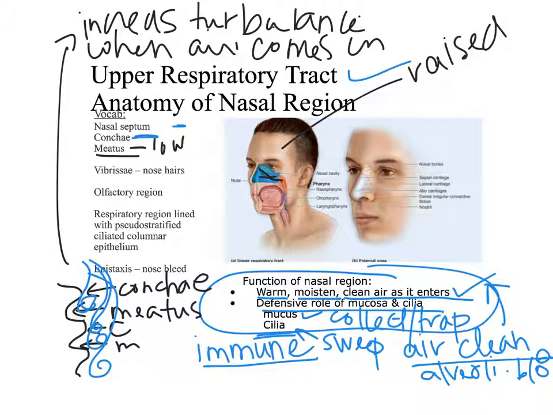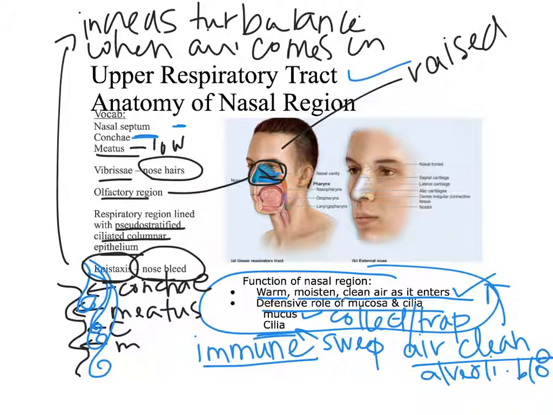Now, my phone is ringing. The vibrissae are nose hairs. That's easy. The olfactory region is this blue region here. It's lined with pseudostratified ciliated columnar epithelium. And then there's another thing, epistaxis, or epitaxis rather. That's a nosebleed. So epistaxis is when you get a nosebleed. It usually occurs there because the concha and the meatus have lots of blood vessels in them, so it bleeds there.